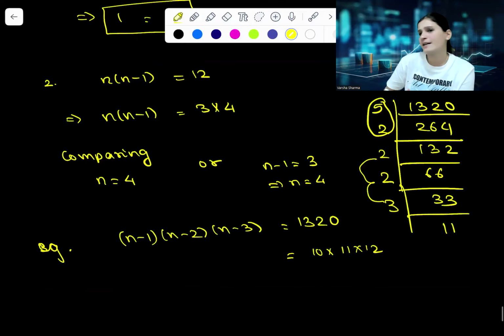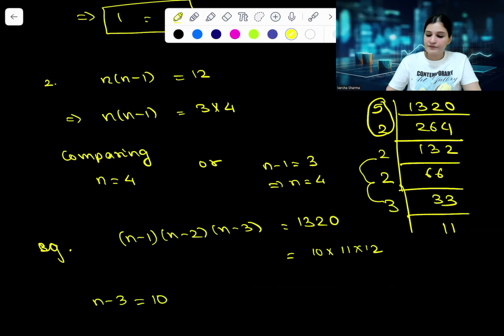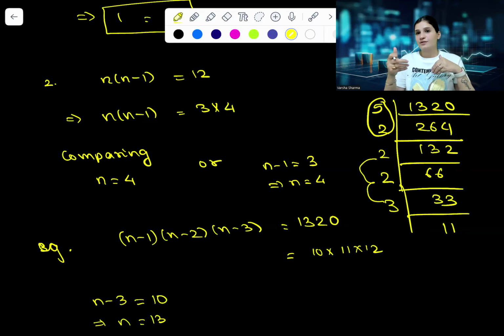Now we compare. You can compare any one. The smallest on the left-hand side is n minus 3, and on the right-hand side the smallest one is 10. So n will be 13. You can compare any of them, the middle one by actual value, not position, or the largest, or the smallest. But the largest number has to be compared with the largest, and the smallest one with the smallest.